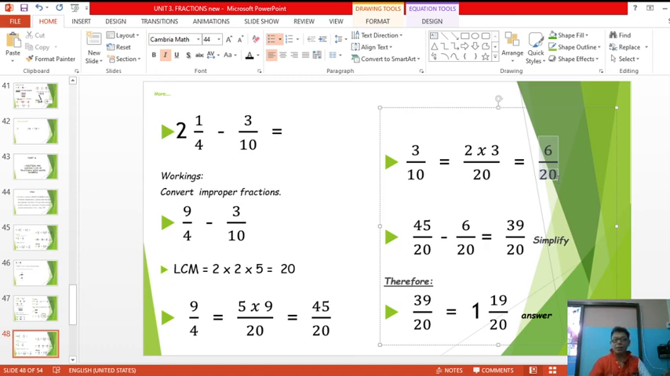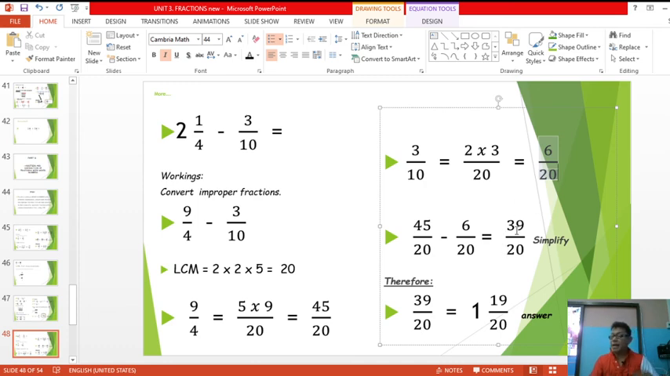After that, you put both equivalent fractions together. We have 45/20 minus 6/20. As you notice, they have the same denominator now, so you just subtract. It's not addition. 45 minus 6 is 39 over 20. So that is now your answer.